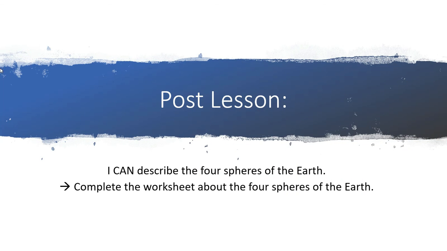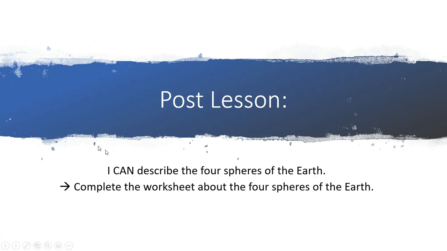So, here's what you're doing after this lesson. I can describe the four spheres of the Earth. So you need to be able to explain what's the lithosphere, what's in it, what's it made of. The hydrosphere, what's in it, what is it made of. The atmosphere, what's in it, what is it made of. The biosphere, what's in it, what is it made out of. And you need to complete the worksheet about the four spheres of the Earth that your teacher will give to you.